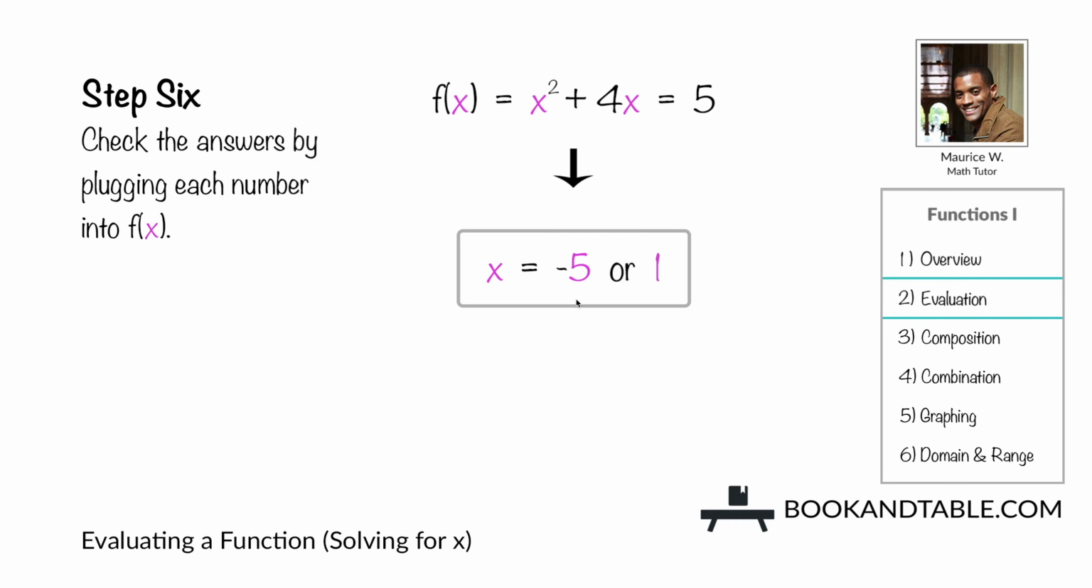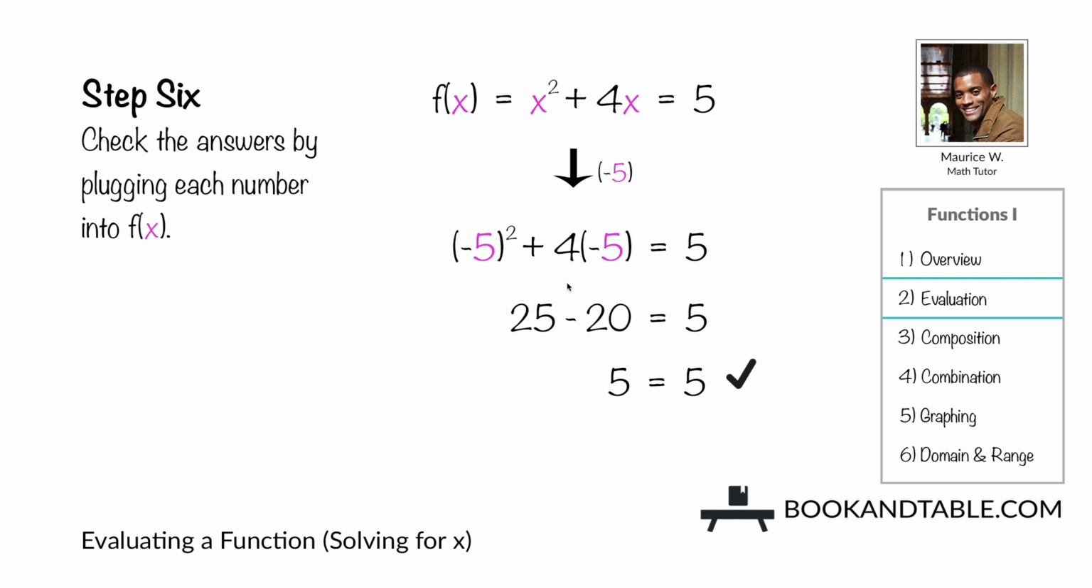And we can check this answer by plugging each number into f of x. So when we plug in -5 into f of x, we get -5 squared plus 4 times -5 is equal to 5. Remember in the original question it said f of x is equal to 5. So -5 squared is 25. 4 times -5 is -20. 25 minus 20 is equal to 5, giving us the true statement 5 is equal to 5, confirming that -5 is one of the values for x.